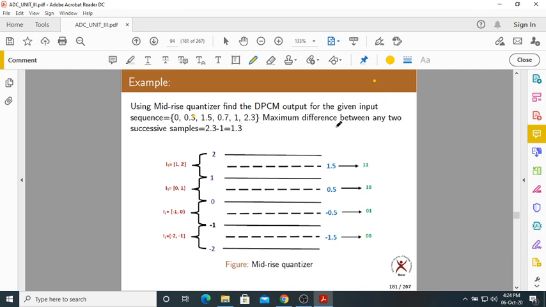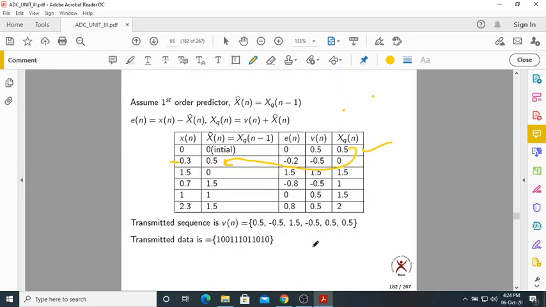It lies in which interval? Minus 0.2 means it lies in the second interval, correct? So in the second interval, it is quantized to minus 0.5. Right? So it is quantized to minus 0.5. So what is x q of n? x q of n is v of n plus x cap of n. So v of n, this one, plus what is x cap of n? Again 0.5. 0.5 minus 0.5, 0.